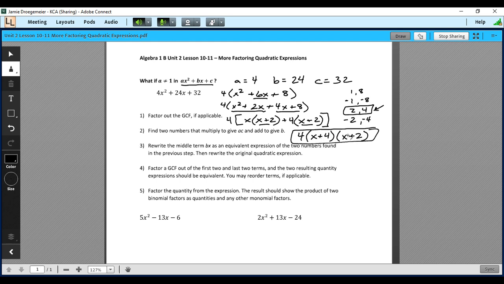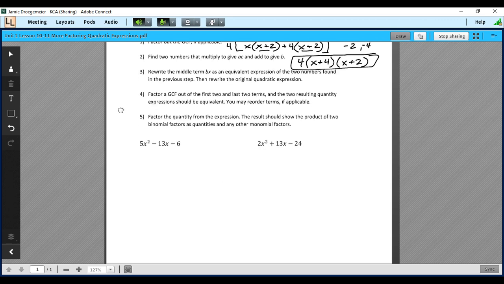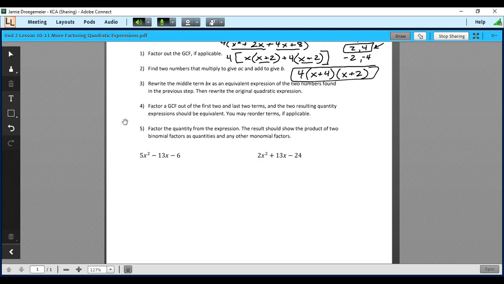But I wanted to go through these steps because there will be times where we don't end up with that a value of 1. So let's look at an example of that down here below. So I have 5x squared minus 13x minus 6. And so our a value here is 5.